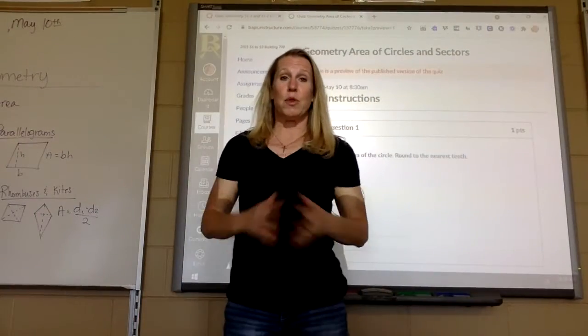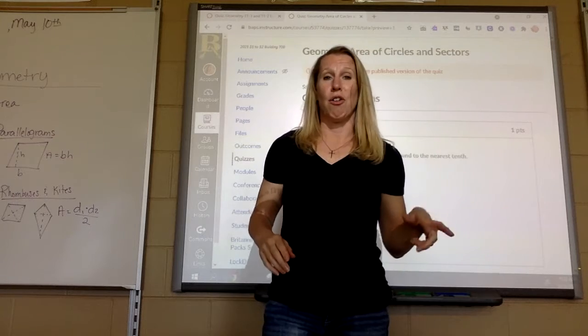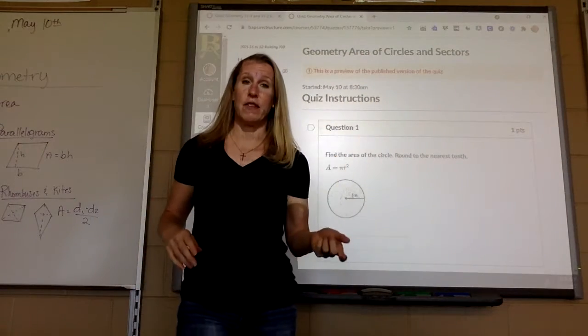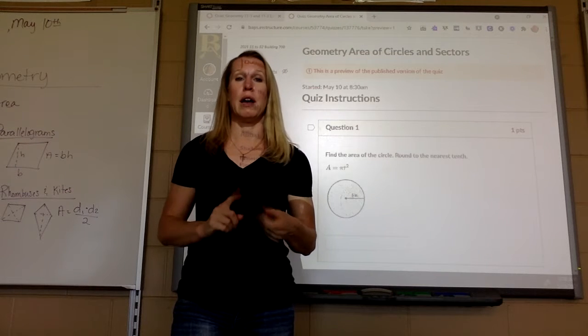Hi guys! Today we're just doing area of circles, and the area of a circle formula is pi r squared. So I'm sure you've seen this before in the past. We're just going to be finding the area of the circle. Make sure you use the radius. So the formula is pi r squared.